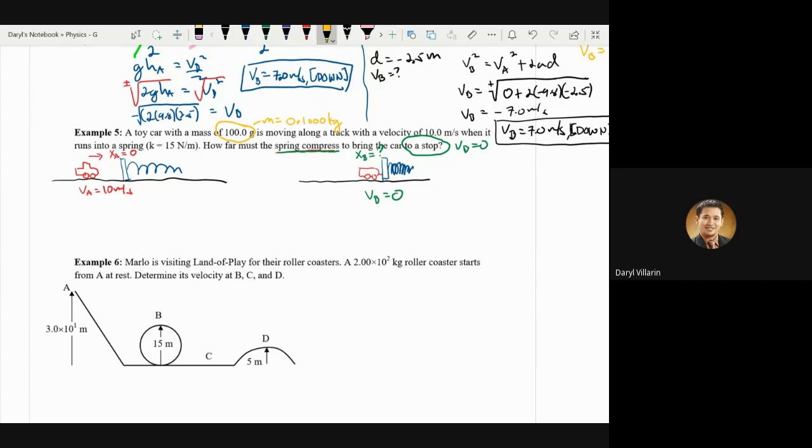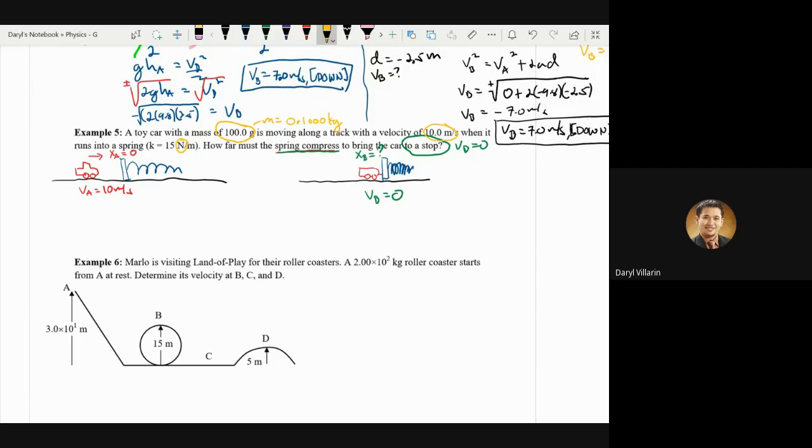Again, I just want to be consistent with my units. Remember that k is in Newton per meter, and Newton is kilogram meters per second squared. So that means the mass should be in kilogram, distance must be in meter, and the time should be in second. That's my basis for the conversion. This is already meters per second, so I don't need to do anything with that.